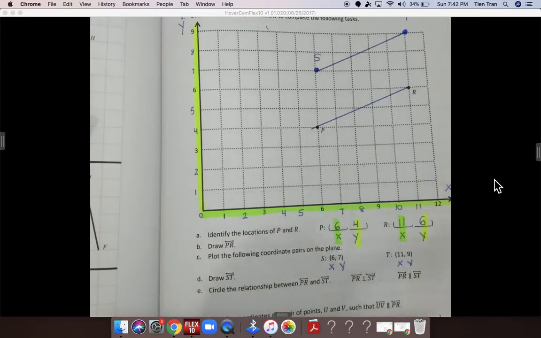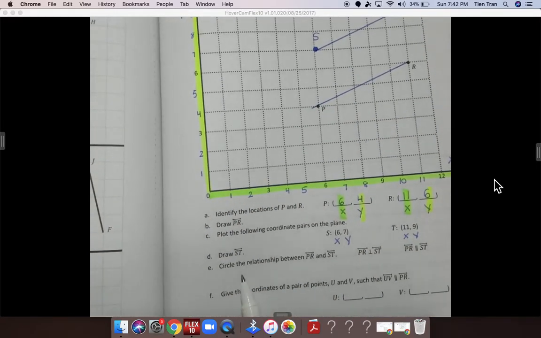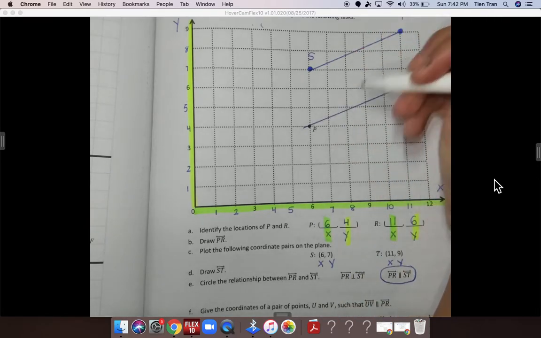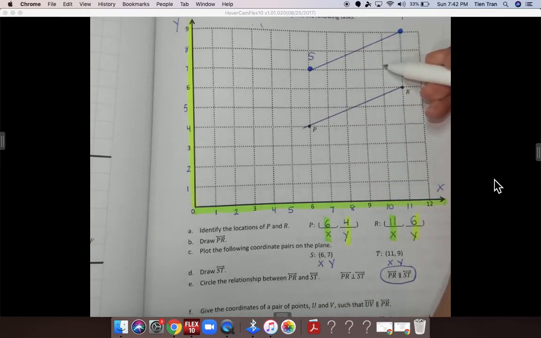Connected the 2 dots. Okay, now it says here, circle the relationship between PR and ST. So which one is correct? Are they perpendicular? This little sign right here means perpendicular to each other. Or are they parallel to each other? In this case, they are parallel. Remember I told you that parallel lines are 2 lines that never meet but continue? So these are 2 lines that will never meet, but notice that the distance apart is exactly the same all across.